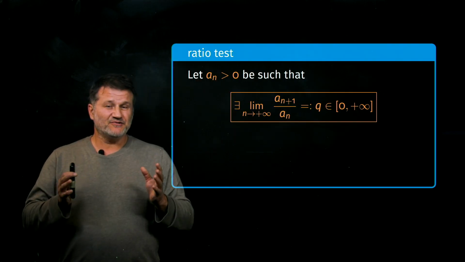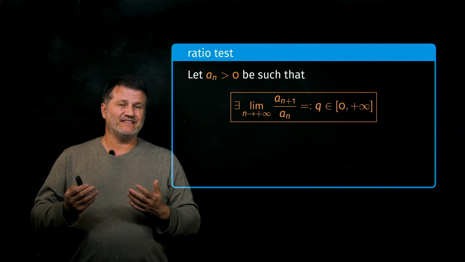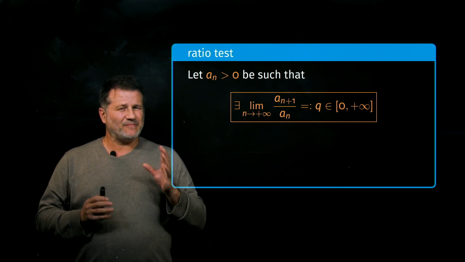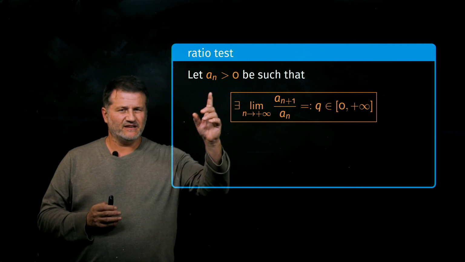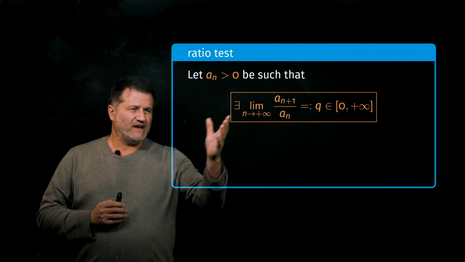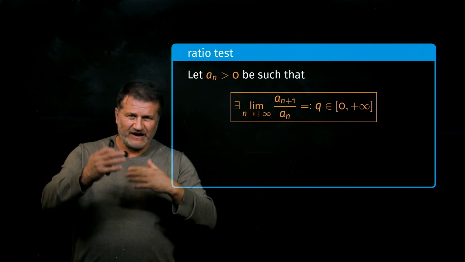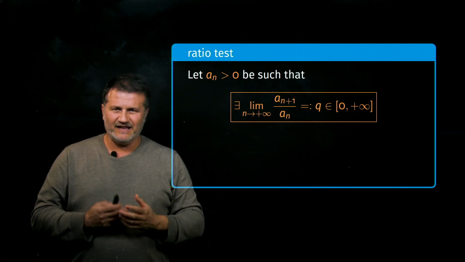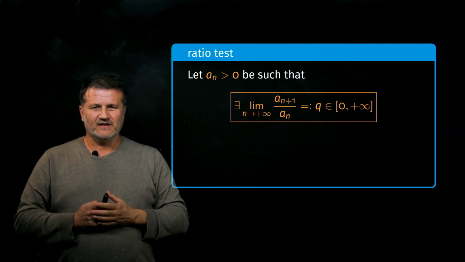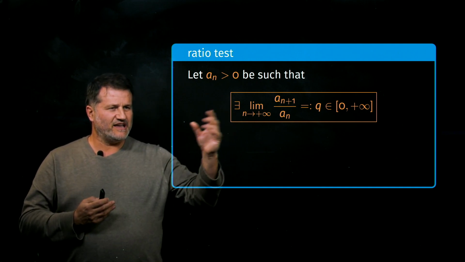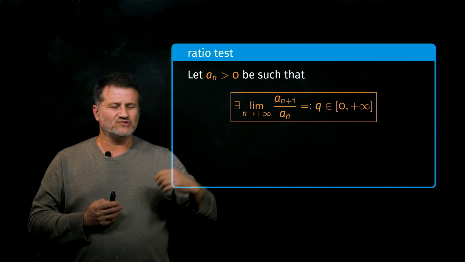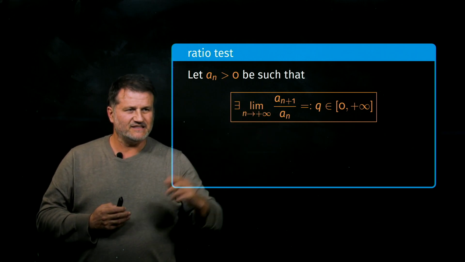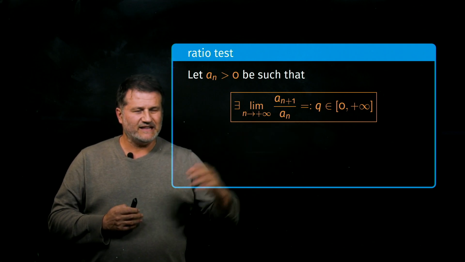The ratio test is practically identical to the root test. The only slight difference is that it applies to strictly positive series, because we have to compute the limit of fractions, ratios between two consecutive terms, and we cannot take a_n equal to 0. So it says that suppose that there exists a limit, when n goes to plus infinity, of the ratio a_(n+1) divided by a_n. Let's call q that limit.